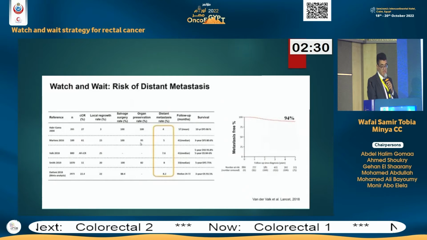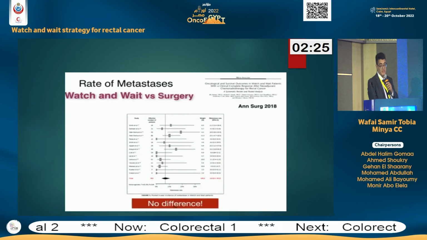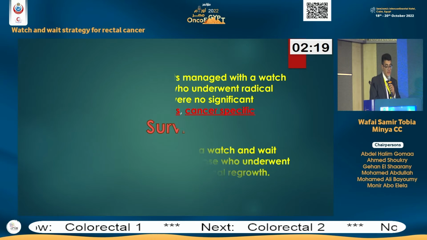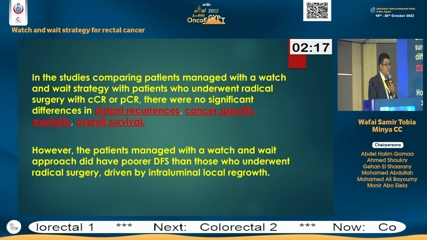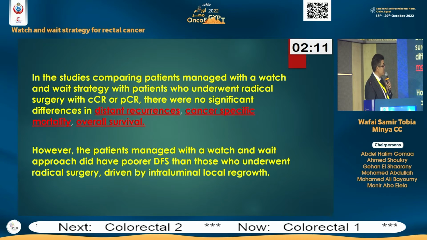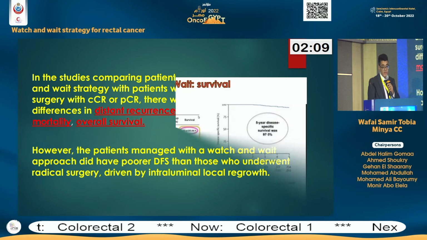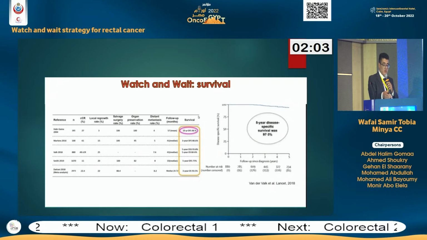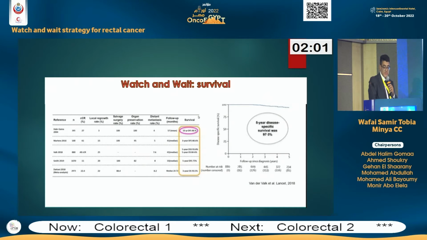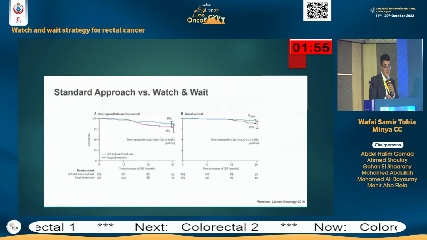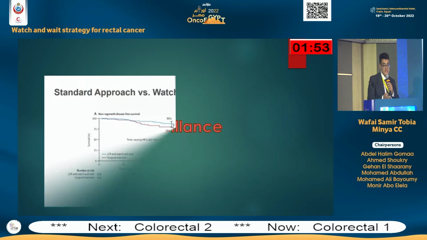يعني هنا بتجيب النسب مثلا الريت بتاعه الديستال ميتاستاسيس اقل، برضه الريت بتاعها قليل. الكومباريزون ما بين الاثنين ستاديز الواتش اند ويت والسيرجري: no difference كتير في الديستال ميتاستاسيس. السرفايفل مفيش ديفرنس برضه في السرفايفل ما بين الناس اللي في الواتش اند ويت والراديكال سيرجري. هو كل الديفرنس اللي كان موجود بس في اللوكال ريجروس. هنا السرفايفل برضو وصلت لنفس النسب او نفس البرسنتج بتاعت الستاديز دي زي الراديكال سيرجري زي الواتش اند ويت بالظبط. مفيش ديفرنس ما بين الستاندرد ابروتش فيرسس واتش اند ويت في السرفايفل.